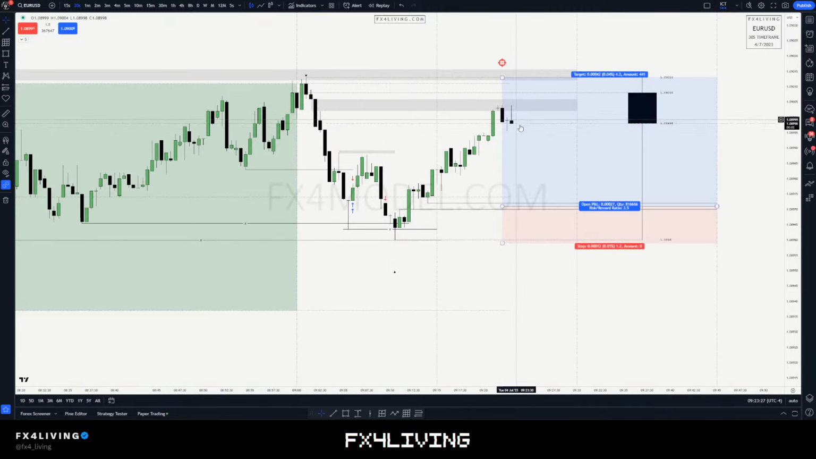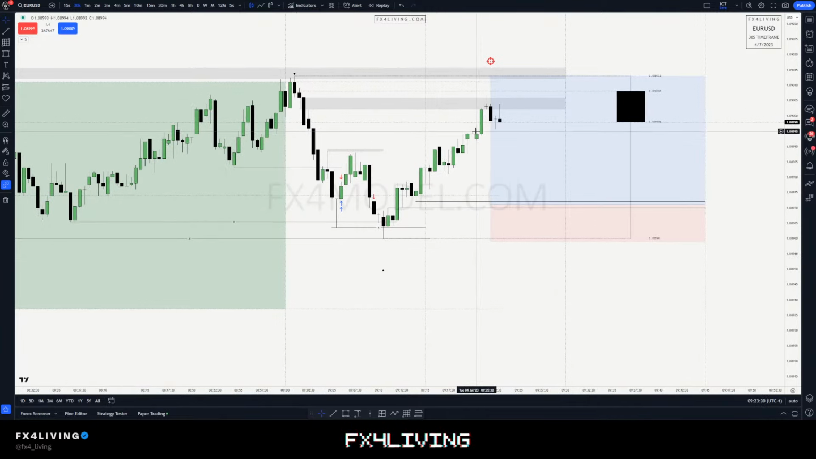Okay, this fair value gap got rejected, I feel like. We'll see. Interesting.